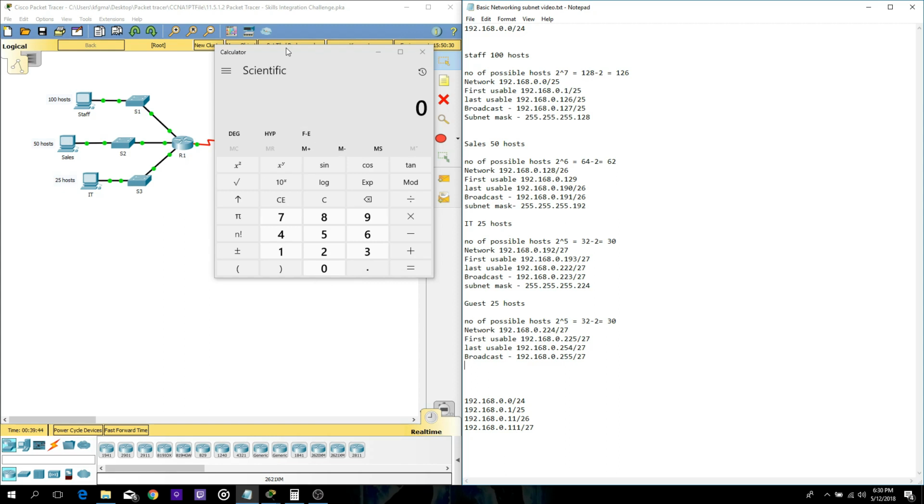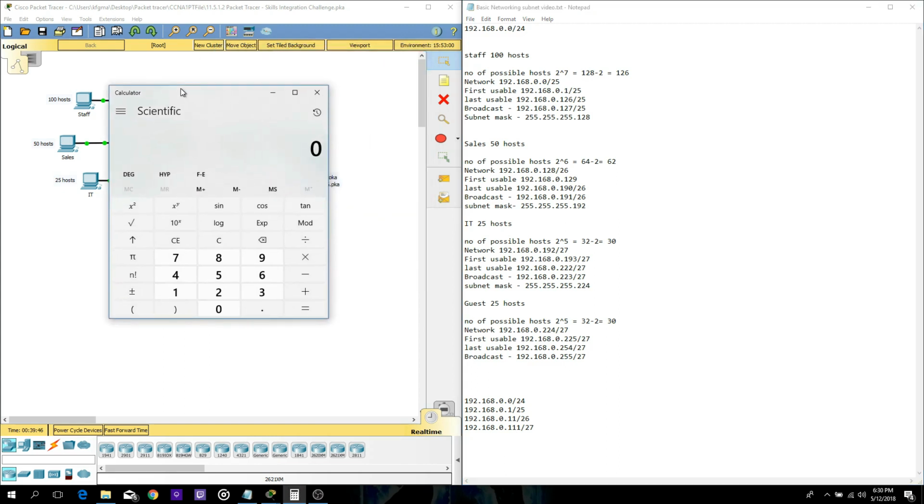Another thing to throw in here: what if our network admin asked if we could fit one more subnetwork into this network, 192.168.0.0/24? Our answer would be no, because we already reached our maximum of 255. If we were to add anything else, our network would actually change. 192.168.1.0 would be the next network.